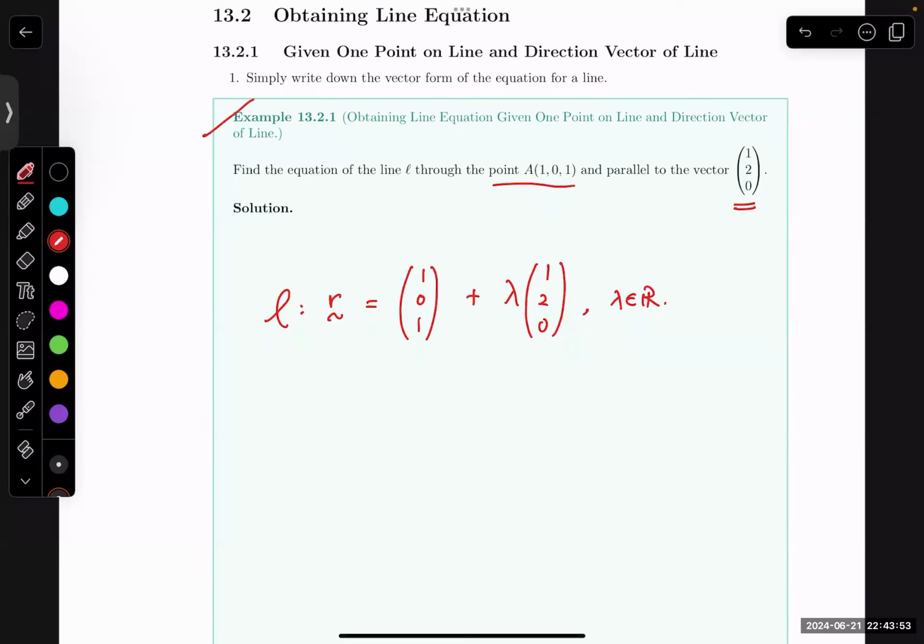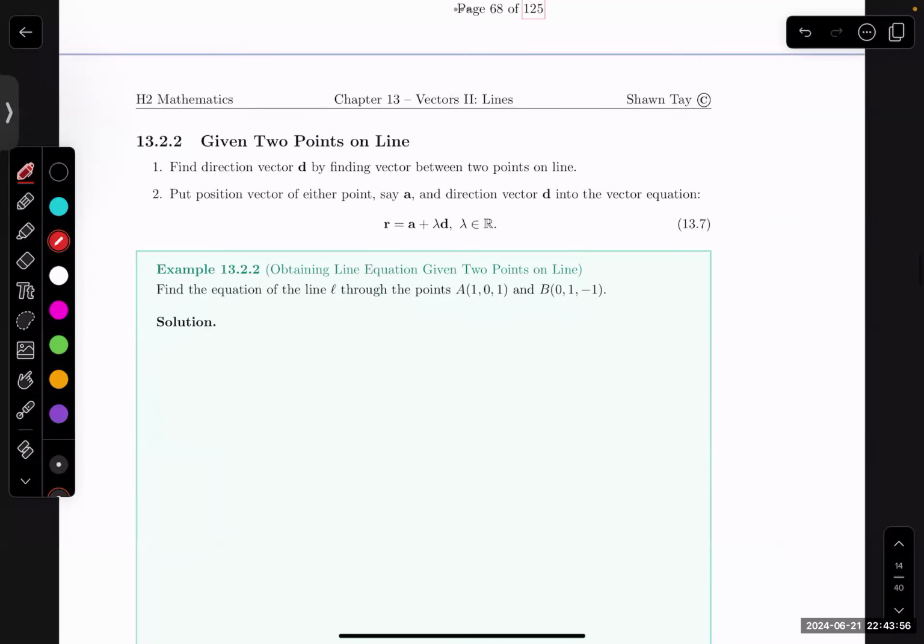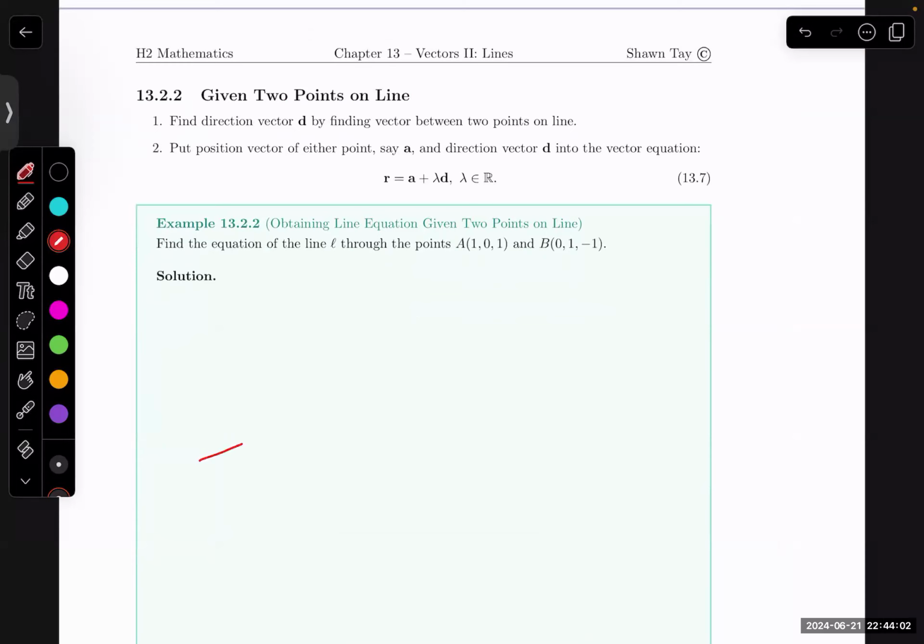So example 1 done. Next one, if we are given 2 points on the line, I'll go a little bit faster now. Draw a line first, put down 2 points, label them. Vectors is a very, very visual subject, very visual topic. So I always recommend you draw pictures. Vectors, I would say, is the most visual, other than maybe graphing techniques, because literally you draw graphs. Vectors is the other topic that is very, very visual. So please draw pictures. You don't have to draw it nicely, just draw enough for you to understand.